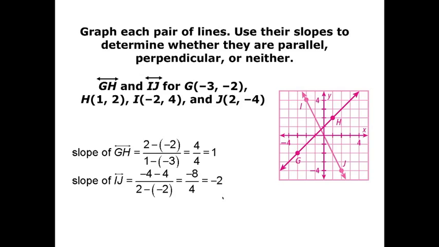Do the same thing for IJ. And in IJ's case, we end up getting negative 2 as a slope. Two different slopes, 1 and negative 2, nothing in common. So these are not opposite reciprocals, so this is neither. It's not parallel nor perpendicular.